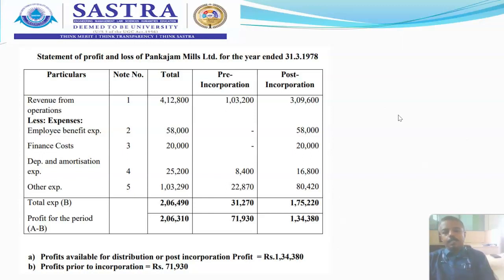So hence, the Pangajam Mills Limited has the right to utilize the revenue profit for the distribution of dividend, which is the sum of rupees 1,34,380. The profit which was gained before the registration period cannot be used for the distribution of dividend to the shareholders.